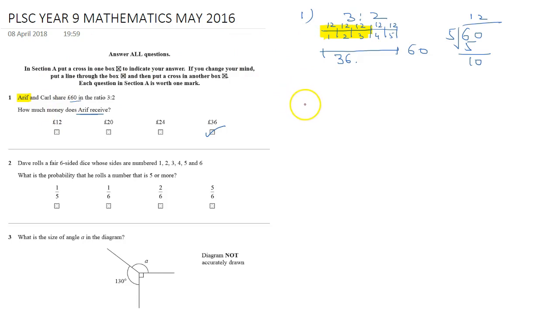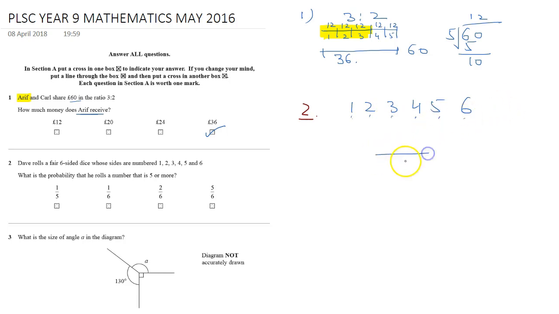Question number 2. Dave rolls a fair 6-sided dice whose sides are numbered 1, 2, 3, 4, 5, 6. What is the probability that he rolls a number that is 5 or more? So we have numbers 1, 2, 3, 4, 5, 6. So how many numbers are there? 6. So total outcomes: it may come 1, it may come 2, it may come 3, it may come 4, it may be 5 or 6.